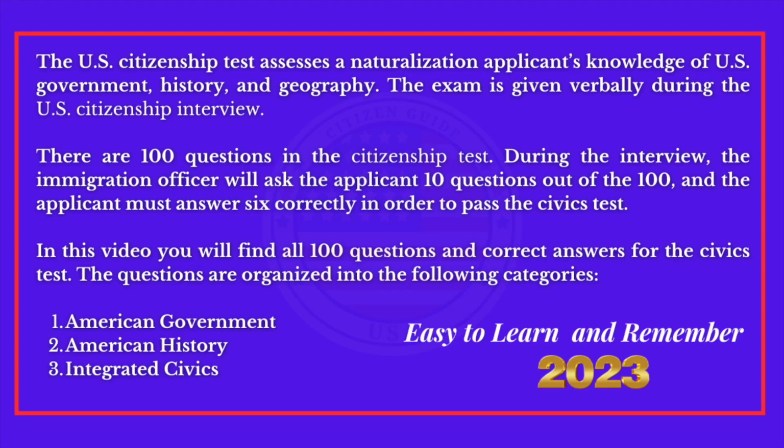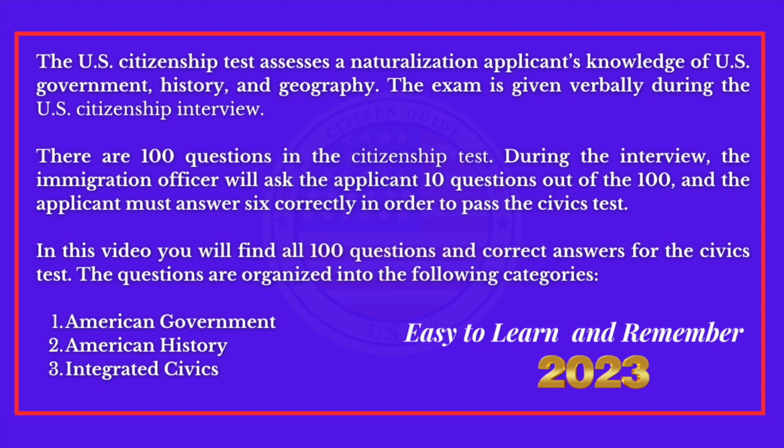The U.S. citizenship test assesses a naturalization applicant's knowledge of U.S. government, history, and geography. The exam is given verbally during the U.S. citizenship interview. There are 100 questions in the citizenship test. During the interview, the immigration officer will ask the applicant 10 questions out of the 100, and the applicant must answer 6 correctly in order to pass the civics test. In this video you will find all 100 questions and correct answers for the civics test.